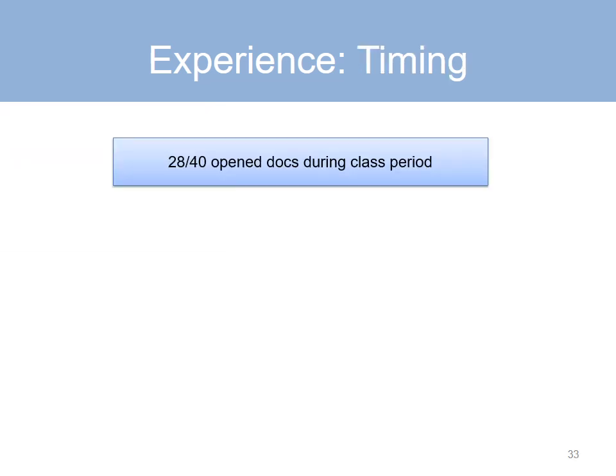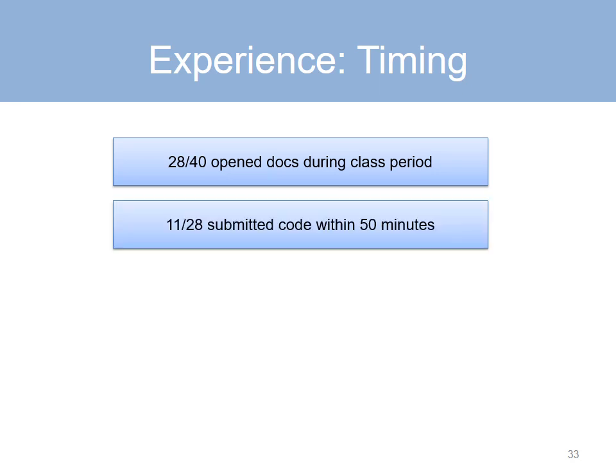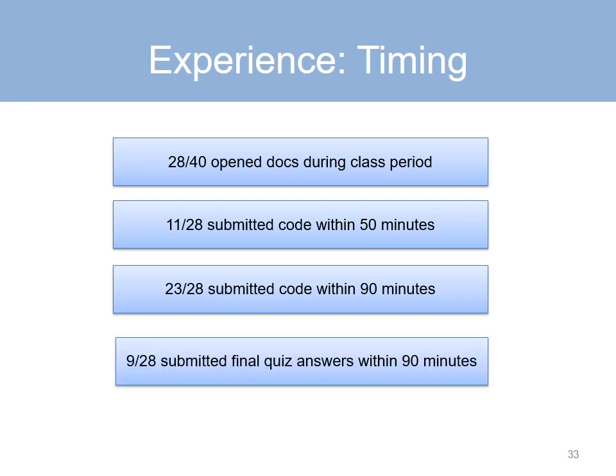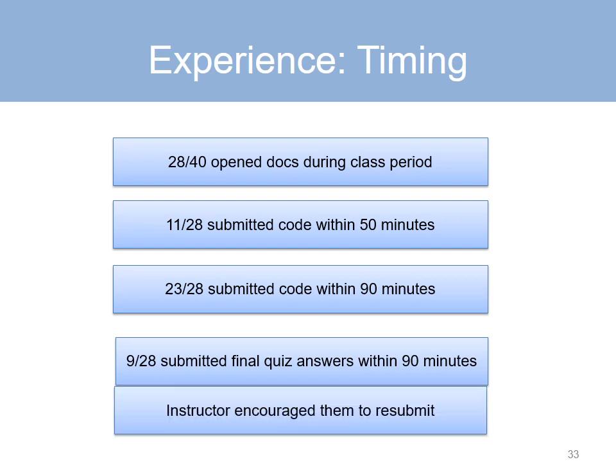Timing. So, like I said, I was chairing this session, but I was looking at my Google Docs and seeing how many people have opened the doc. I was really nervous, I'm telling you, because this is a challenging exercise for somebody who doesn't know much of threads, even those who have done threads. So 28 of the 40 students opened docs during the class period. 11 of the 28 submitted code within 50 minutes, to grade score. 23 of 28 submitted code within 90 minutes. And 9 out of 28 students submitted quiz answers within 90 minutes. And more would have submitted had I not gone and told them to resubmit later, and I'll tell you why I did that.